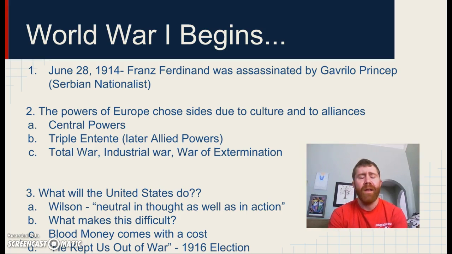This Schlieffen Plan will involve them marching through neutral Belgium to get to the northeast part of France. Marching through neutral Belgium and violating Belgian neutrality will bring in England. And so on August 4th, England enters the war.